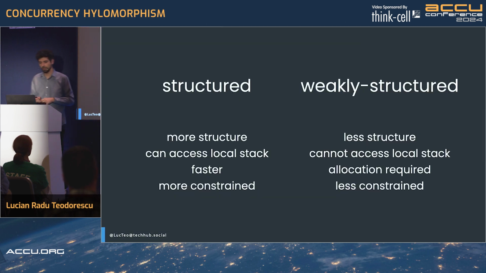This is a comparison between the two models. So structured concurrency has a little bit more structure to it, it can access the local stack, it's faster, but it's more constrained. On the other hand, the weakly structured one has less structure, cannot access the local stack, allocation is required, and it's less constrained, so you can use it in slightly more examples.